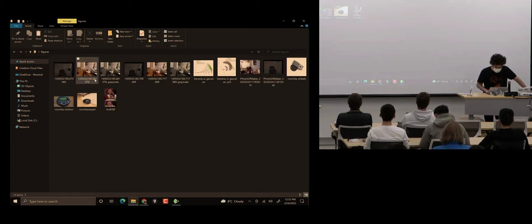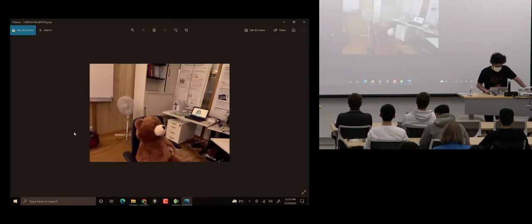First of all, this is a room. You see this teddy bear. There are a lot of sequences, but this particular sequence goes around the teddy bear. We want to reconstruct the bear.